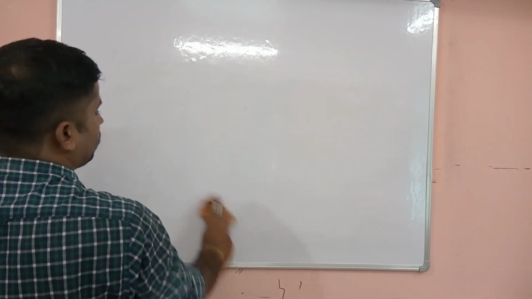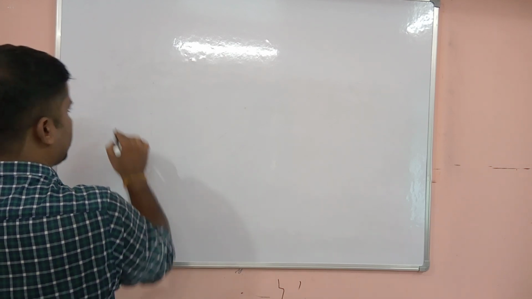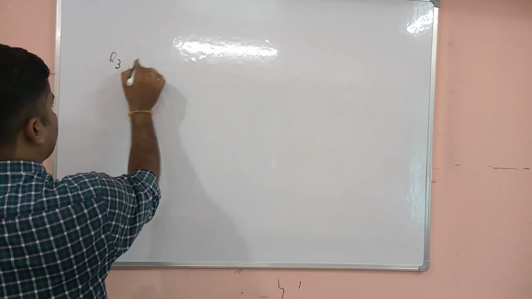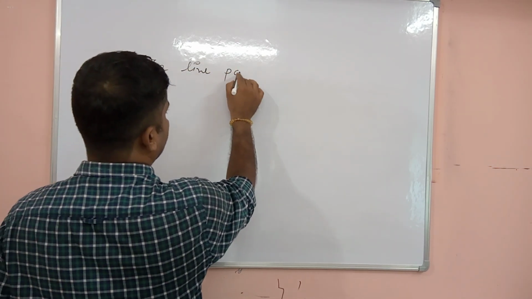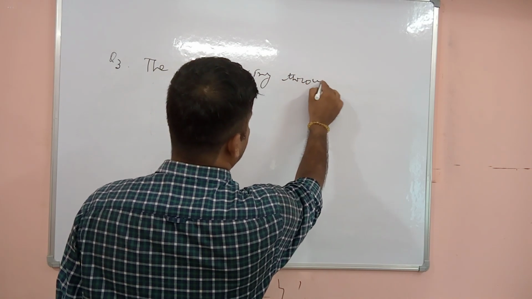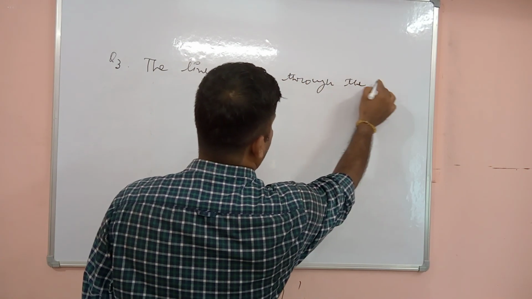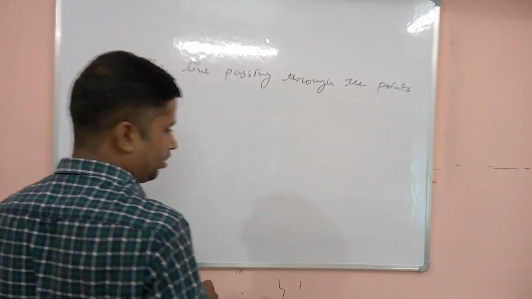Now I shall go to evaluate question number 3. The line passing through the points. Sorry, there are 2 points.